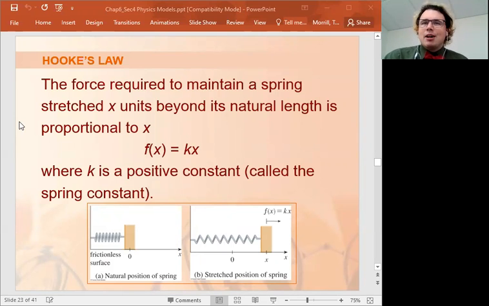Every spring, according to Hooke's law, thank you, Hooke. I don't know who Hooke is, but apparently this is a person who thought a lot about springs. We can express the force required to hold a spring beyond its natural length in terms of this function, f(x) = kx. And k here is a positive constant.